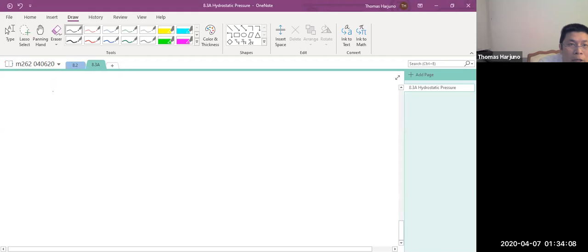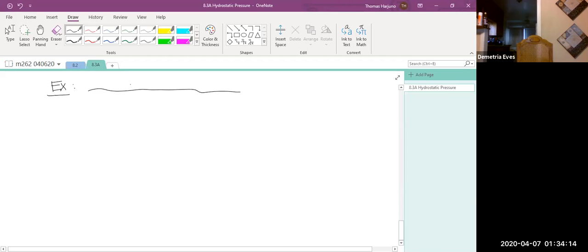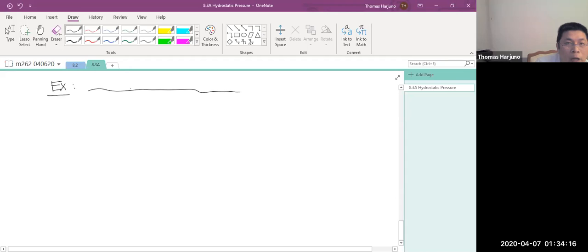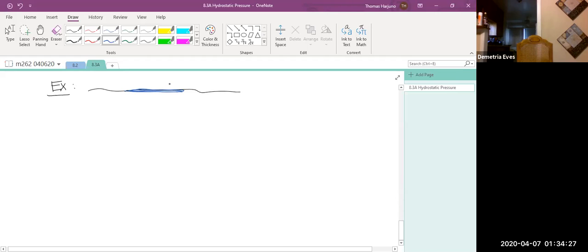Suppose I change the situation a little bit. What we have earlier, we have water, and the plate is actually submerged in a way that the diameter is right at the surface of the water.